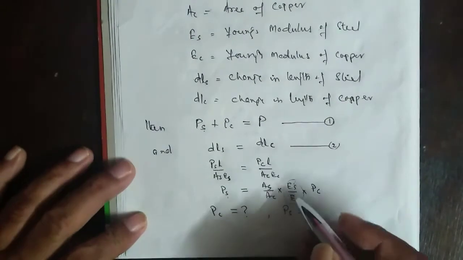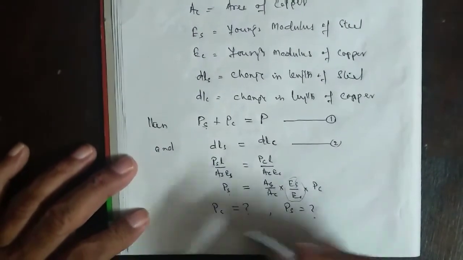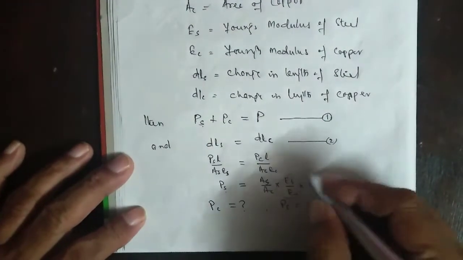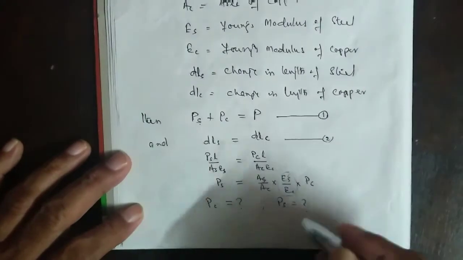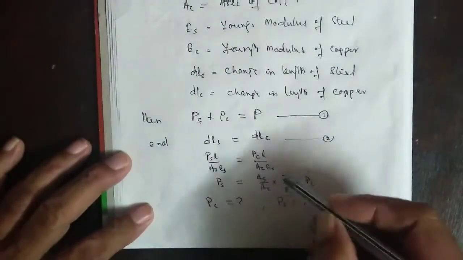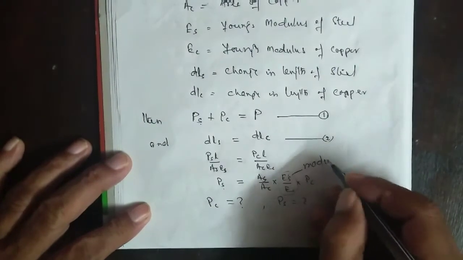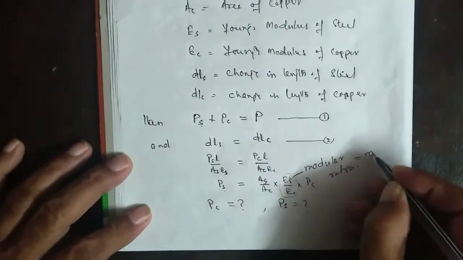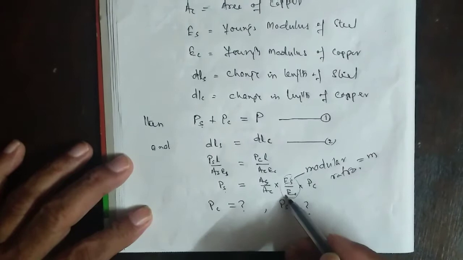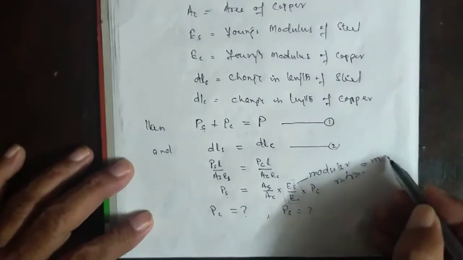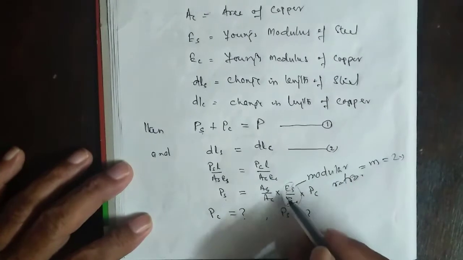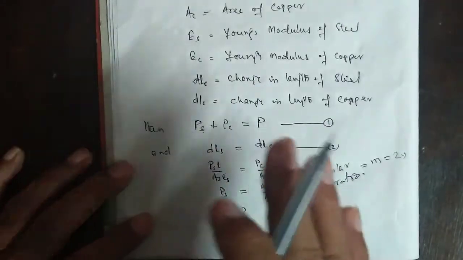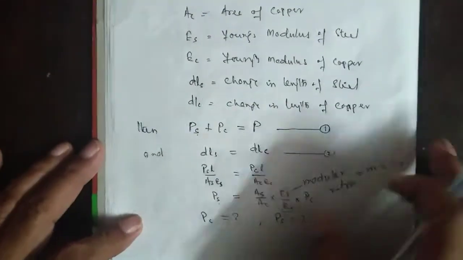And one more thing I want to say here is that this ratio of ES and EC is also called modular ratio. It is called modular ratio and symbolized as small m. Sometimes they don't give the value of ES and EC. In the question they directly give the value of m, like m is equal to 2.5 or 3, something like that. Okay. So we'll be using this idea to solve a problem on composite bar.